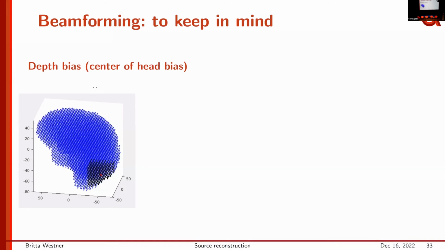Another thing to keep in mind, and at least I was like that when I first tried beamforming: I ran the algorithm, and then I was very sad because I got this big blob in the middle of the brain. It didn't look at all like occipital activity. And that is due to the depth bias, also called the center of head bias.